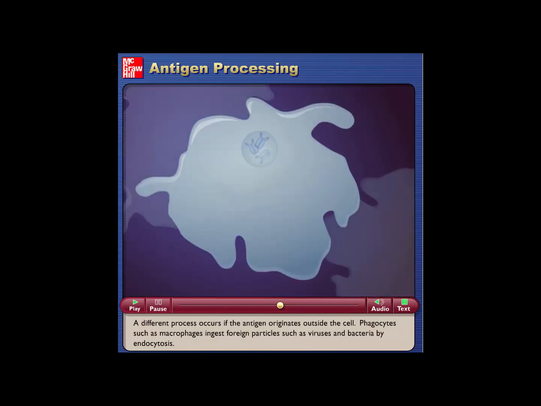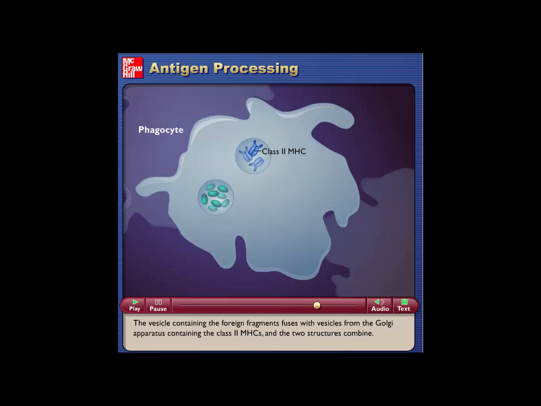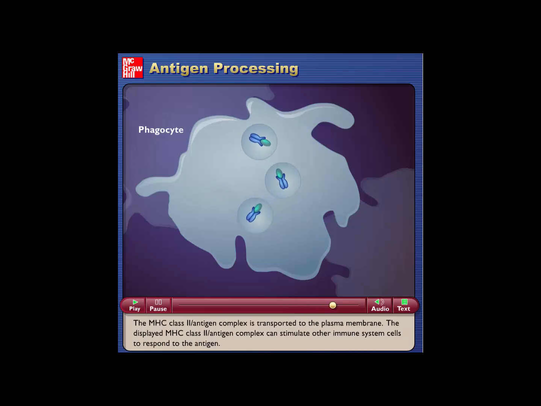A different process occurs if the antigen originates outside the cell. Phagocytes, such as macrophages, ingest foreign particles such as viruses and bacteria by endocytosis. The foreign particles are broken down into fragments within a vesicle. The vesicle containing the foreign fragments fuses with vesicles from the Golgi apparatus containing the class II MHCs, and the two structures combine. The MHC class II antigen complex is transported to the plasma membrane. The displayed MHC class II antigen complex can stimulate other immune system cells to respond to the antigen.